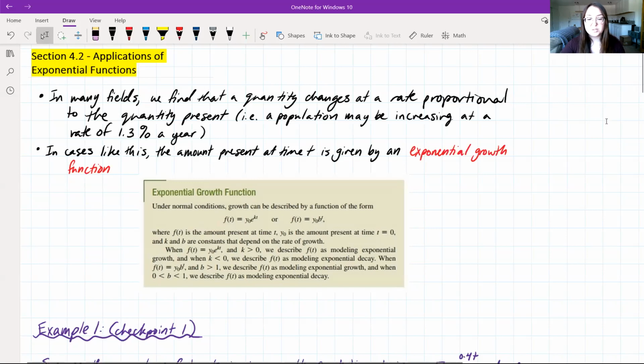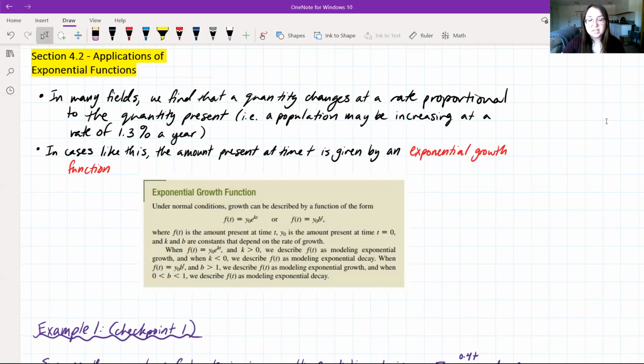And we see here exponential growth functions. Under normal conditions, growth can be described by the function of the form f of t is equal to y naught. So y naught, which we call y sub 0, with that little 0 in the subscript. So y naught is usually there to represent an initial value, whether that be a population or maybe an initial value of money or something along those lines. But y naught is always just an initial value of something.